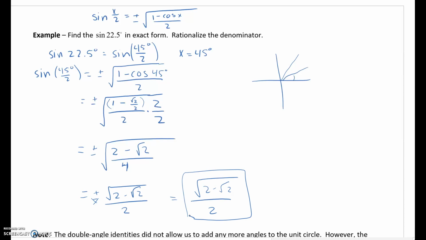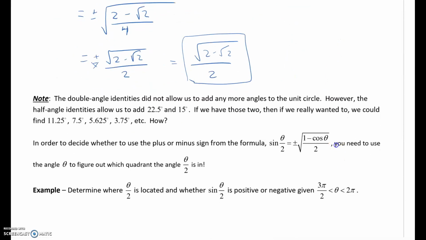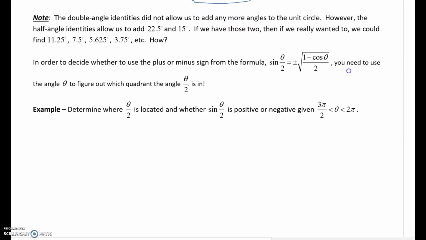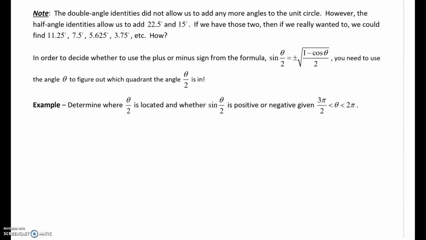Okay, so we should be okay for this next example. I think I'm going to try to do 2 more. Note, double angle identities did not allow us to add any more angles to the unit circle. However, the half angle identities allow us to add 22.5 and 15. If we have those two, then if we really wanted to, we could do 11.25, 7.5, and so on. So there are lots more that we could do using half and double and addition and subtraction and all that.